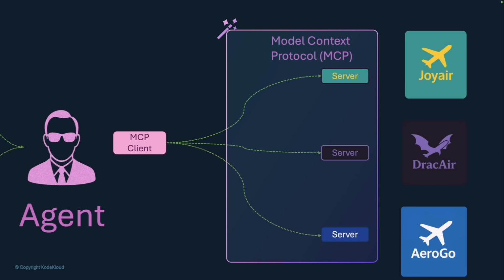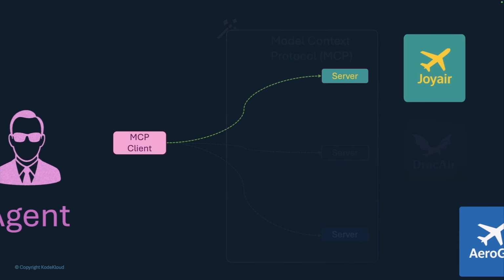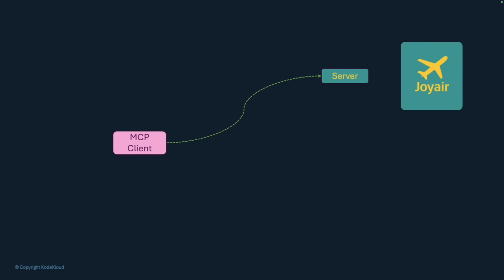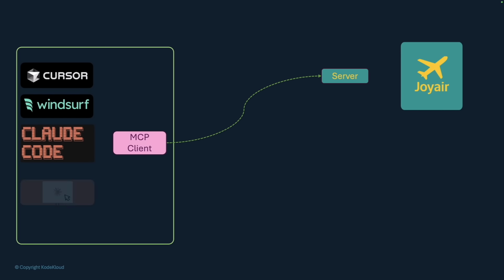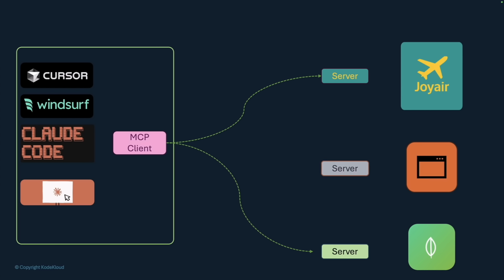MCPs follow a client-server architecture. Agents use the MCP client to interact with a server. Usually, MCP clients are embedded within coding agents in IDEs like Cursor, Windsurf, Claude Code, or Claude Desktop. We could then get these agents to connect to a local database instance like MongoDB or browser tools.